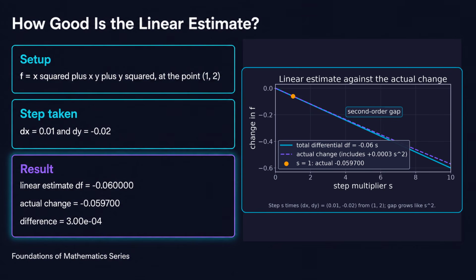The plot shows what happens if you keep stepping in the same direction. The straight line is the total differential, and the curve is the truth, and the gap between them opens up in proportion to the square of the step, exactly as the second-order remainder predicts.